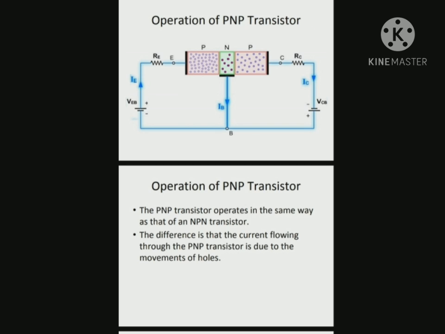Operation of PNP transistor. The PNP transistor operates in the same way as an NPN transistor. The difference is that the current flowing through the PNP transistor is due to the movement of holes.